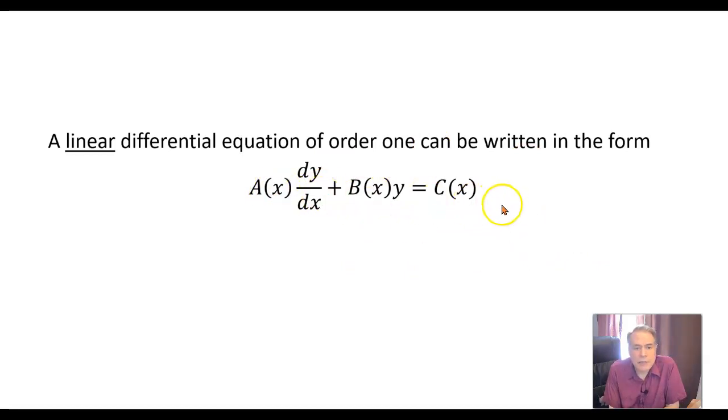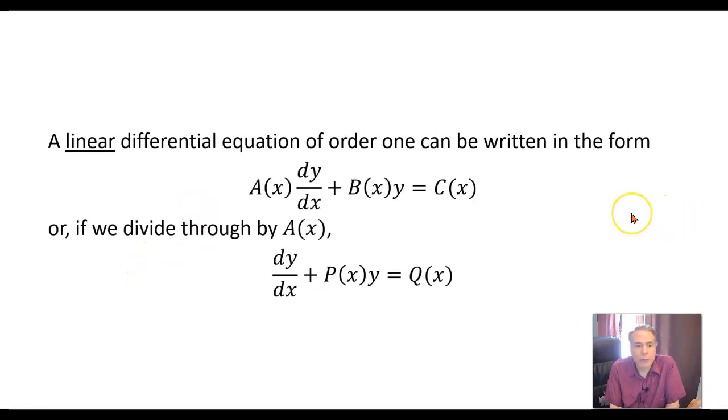And if you can put it in this form, you can take whatever the a of x stands for, whatever the coefficient is on dy dx, and divide through by that, and put it in the form where you just have dy dx by itself, plus something times y equals something. So for the method of solution we're going to be looking at here, step 1 is always going to be to get our equation into this form. Then step 2 is going to be to take that equation and multiply through by an integrating factor.